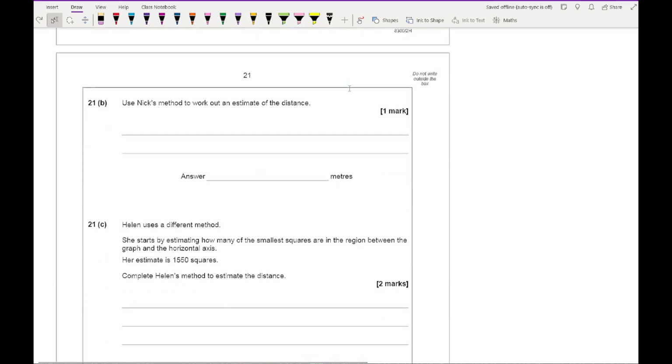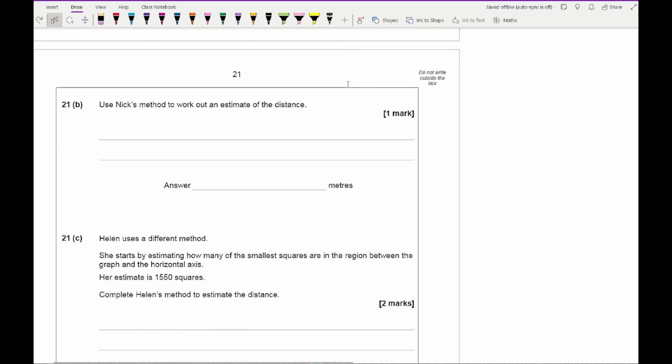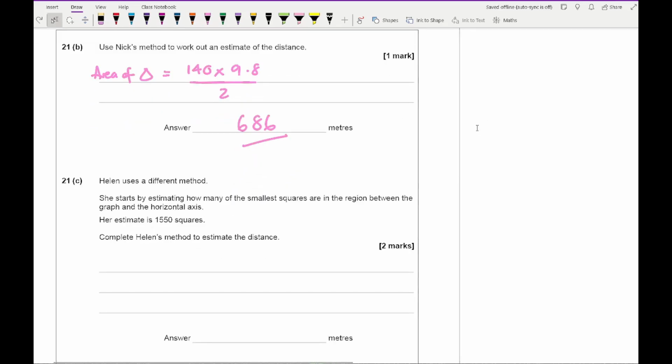It then says for 21b, use Nick's method to work out the estimate of the distance. So for this all we need to do is work out the area of the triangle. So the base, which is 140, times the height, which was 9.8, divided by 2, and that's going to give me an answer. And let's just stick that into my calculator. 140 times 9.8 divided by 2 gives me an answer of 686.